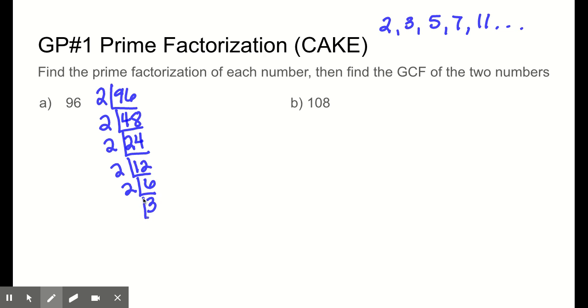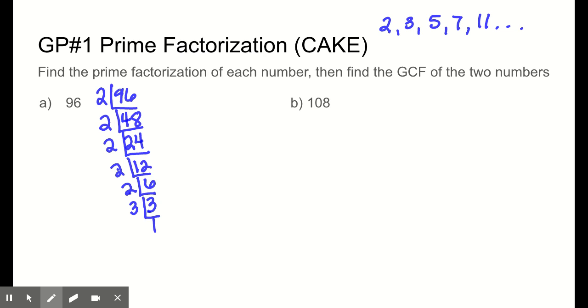3 is not divisible by 2, so I move to the next smallest prime number, which is 3. So 3 divided by 3 is equal to 1, and that is when our prime factorization is done. The prime factorization for the number 96 is 2 times 2 times 2 times 2 times 2 times 3. If you multiplied that all back out, it would be equal to 96. Again, this is the prime factorization because it is the product of all of its prime numbers.